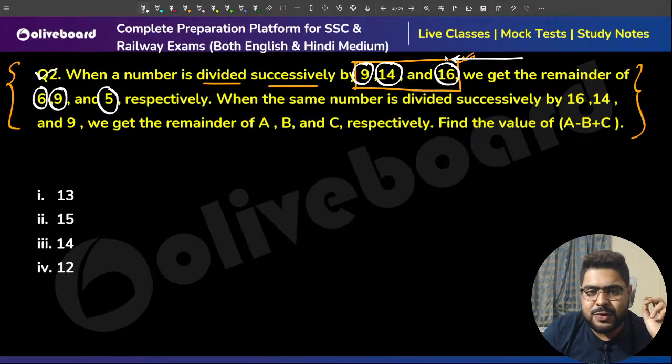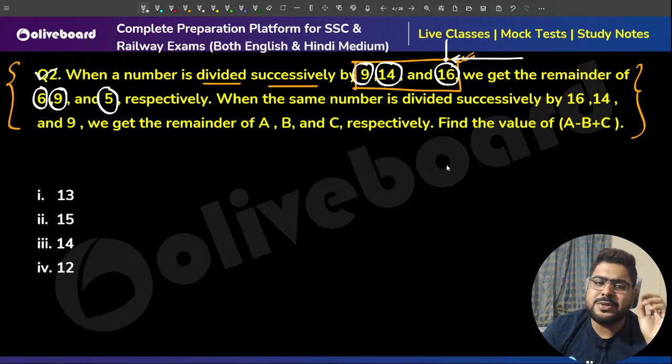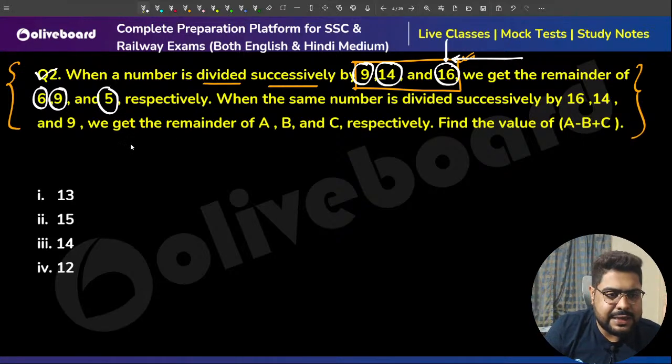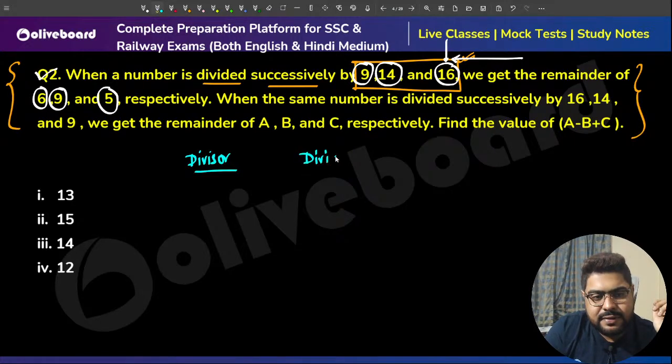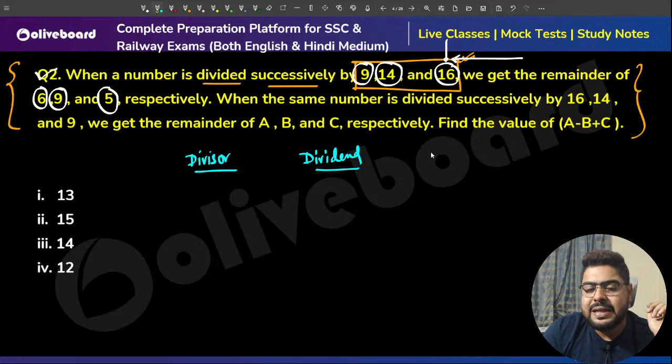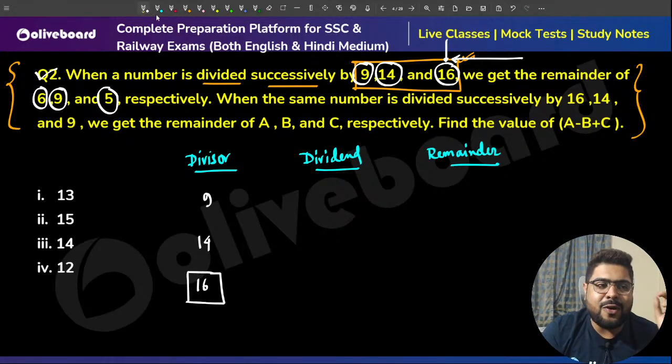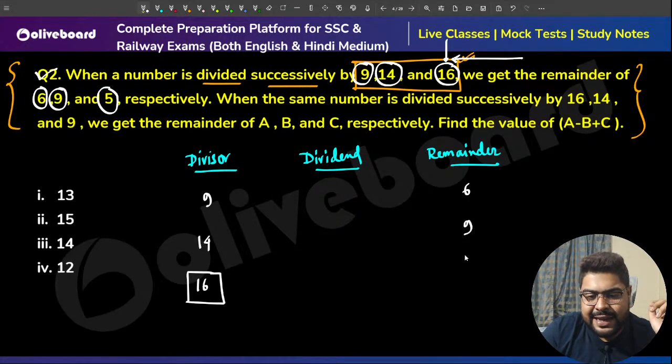So that means I always know, dividend is what? Divisor into quotient plus, let me write it like this, divisor, dividend, and remainder. Think like this. What are the values? 9 here, 14 here, 16 here. Always we'll start with the last one. And the remainders are also given: 6, 9, 5. 6 here, 9 here, 5 here.